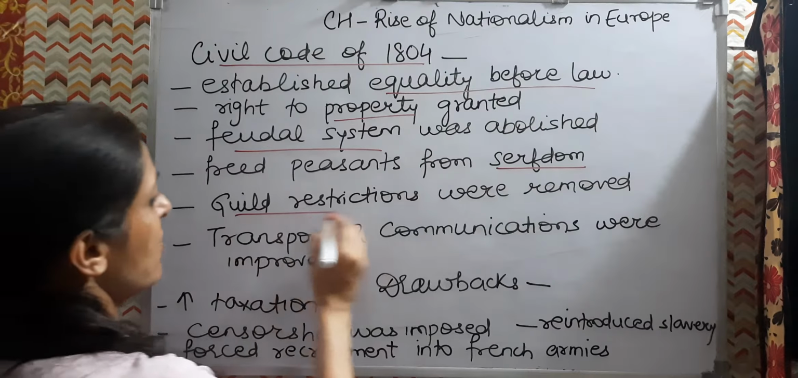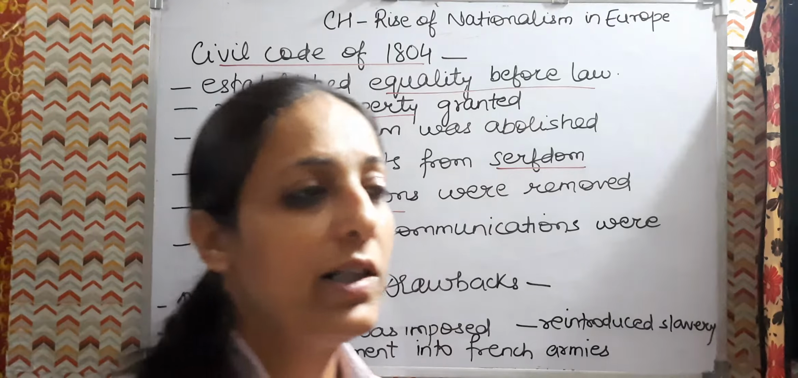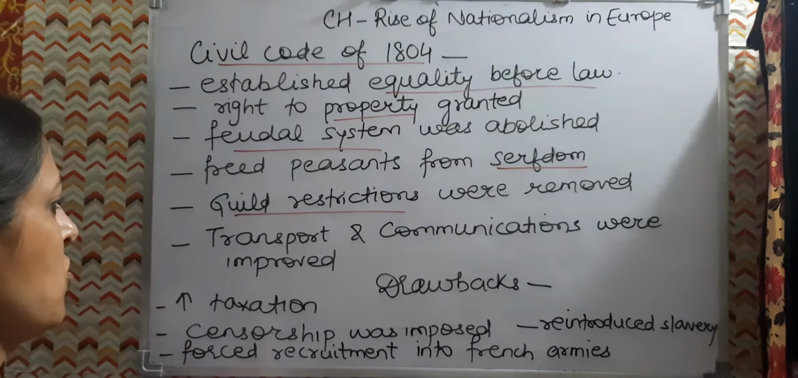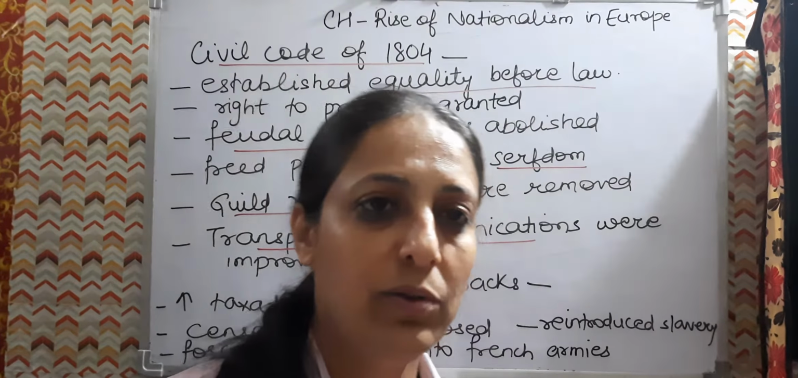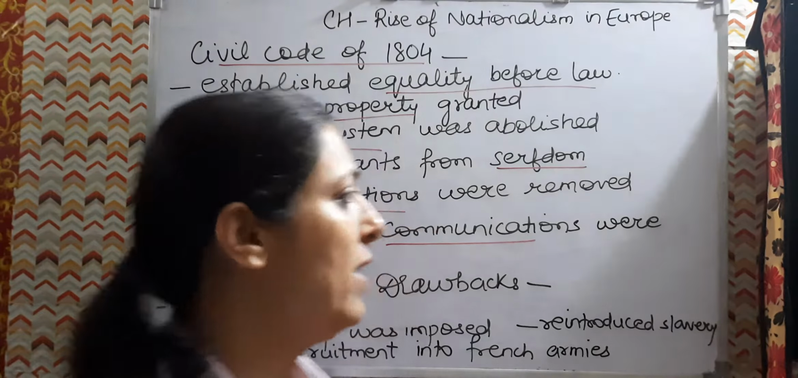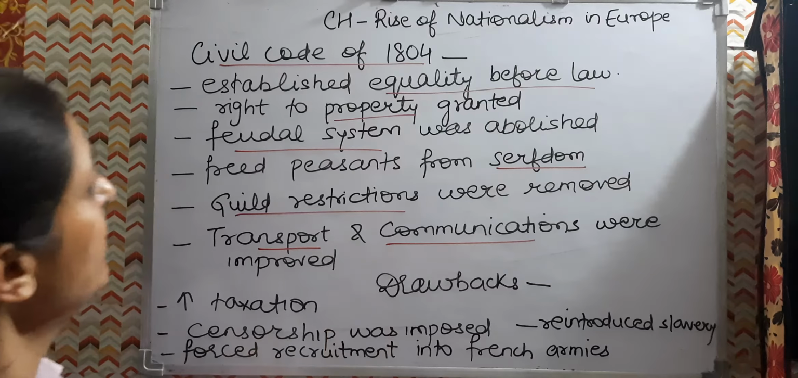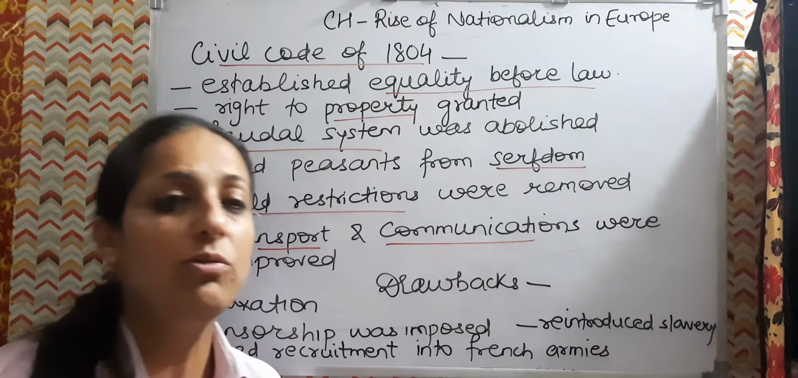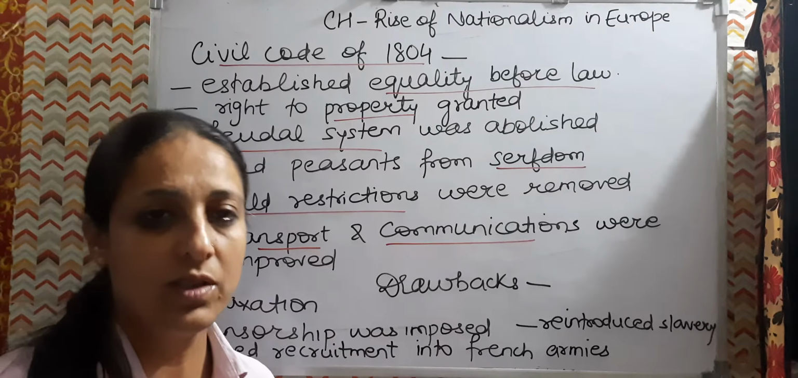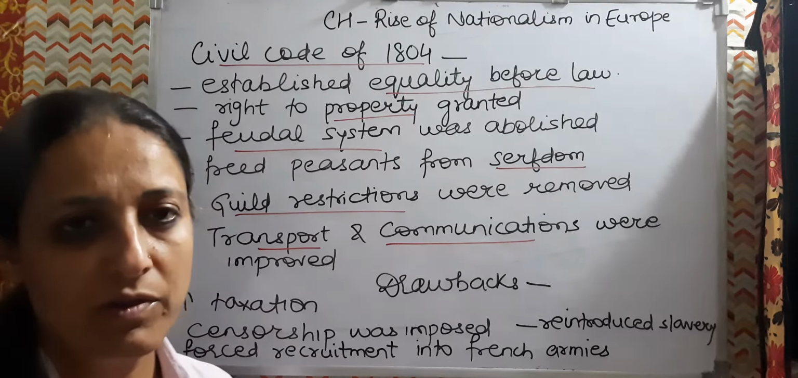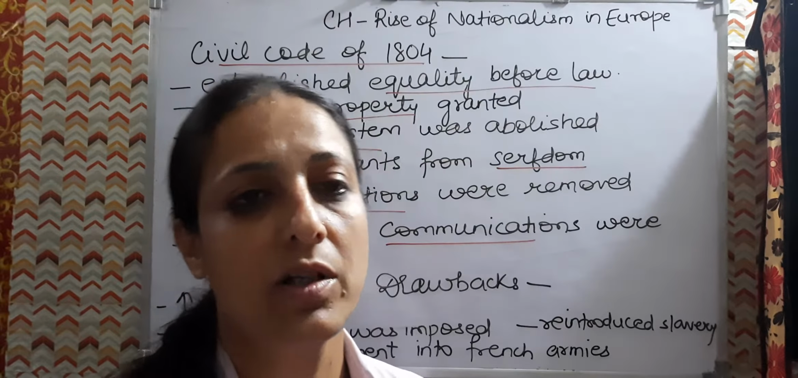Then guild restrictions were removed. Earlier, the traders, merchants and businessmen couldn't form associations, but now guild restrictions were removed and they can form associations. Transport and communication systems were improved under Napoleon's rule, which is again very good from the trade perspective. So these were the provisions, or you can say the advantages, of Napoleon's rule. He simplified the administrative divisions, implemented a uniform system of weights and measures, and reduced the number of currencies.